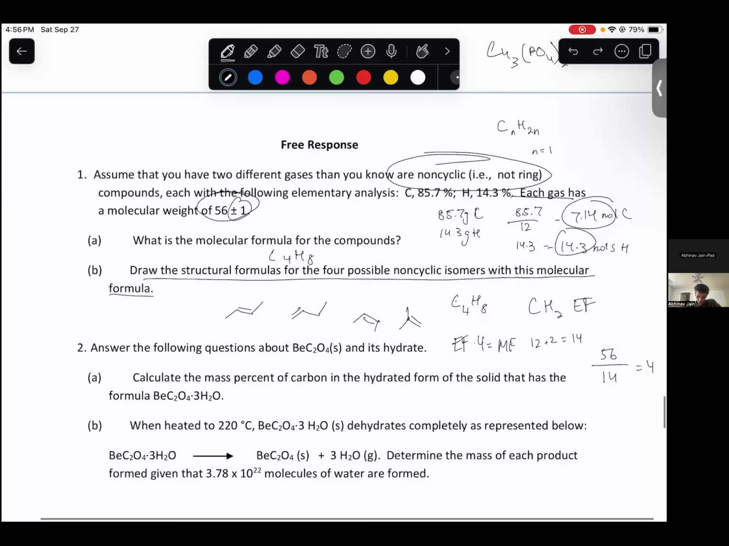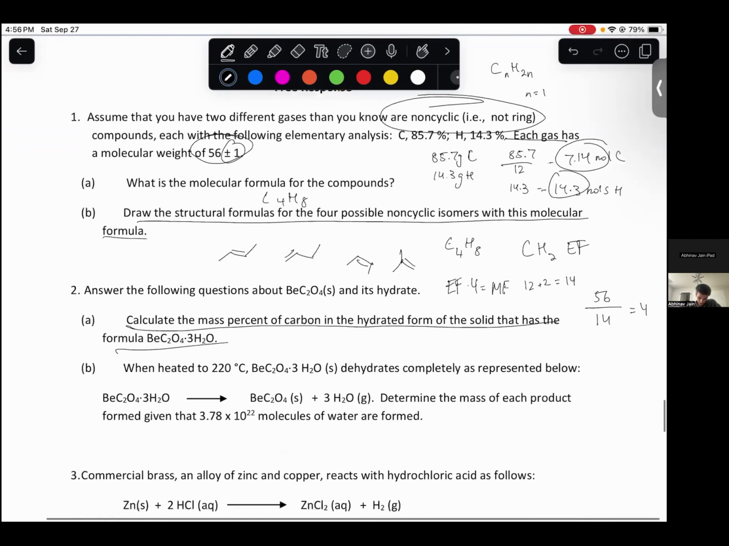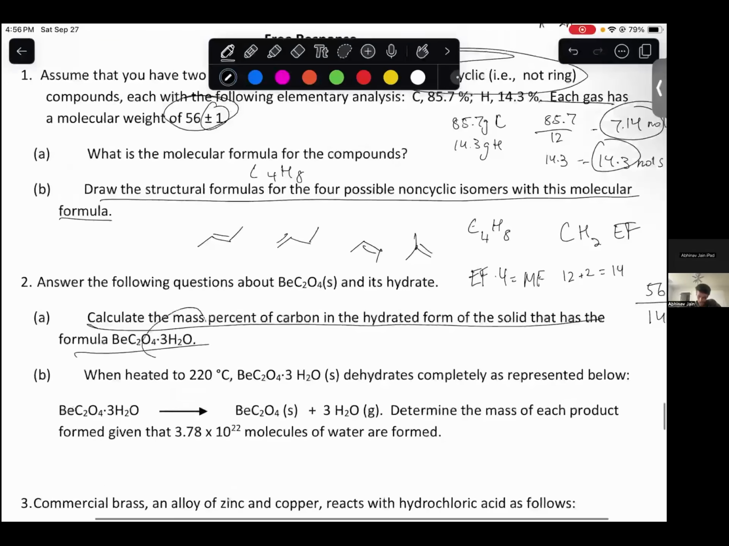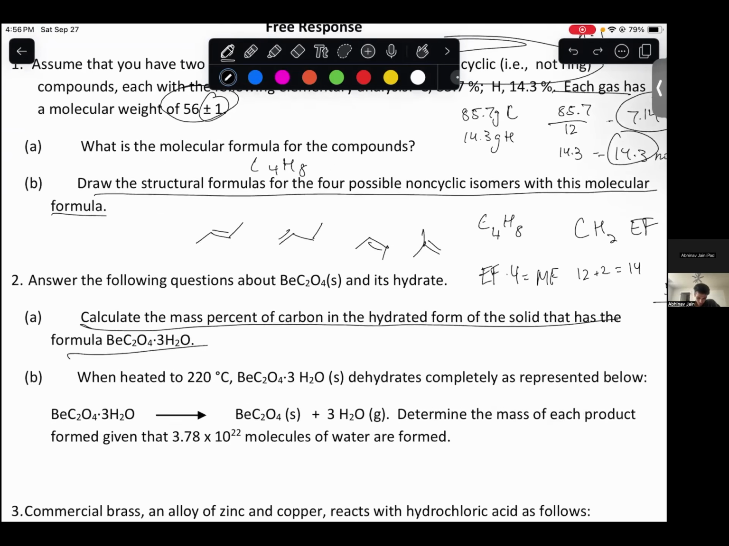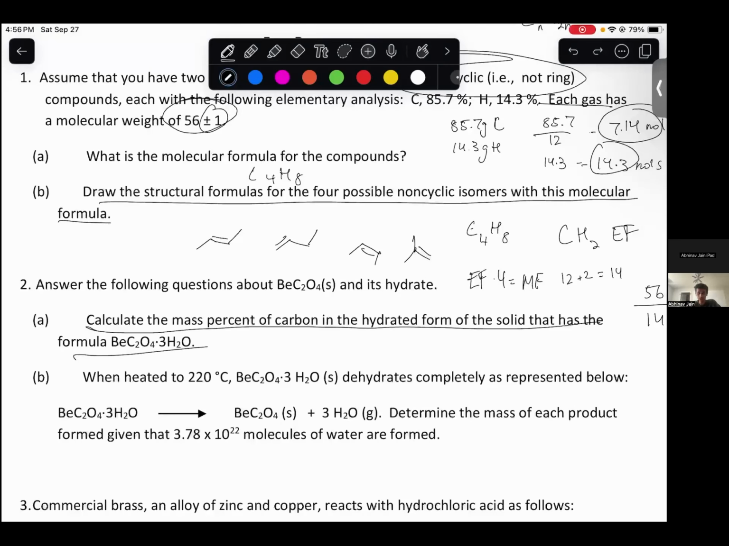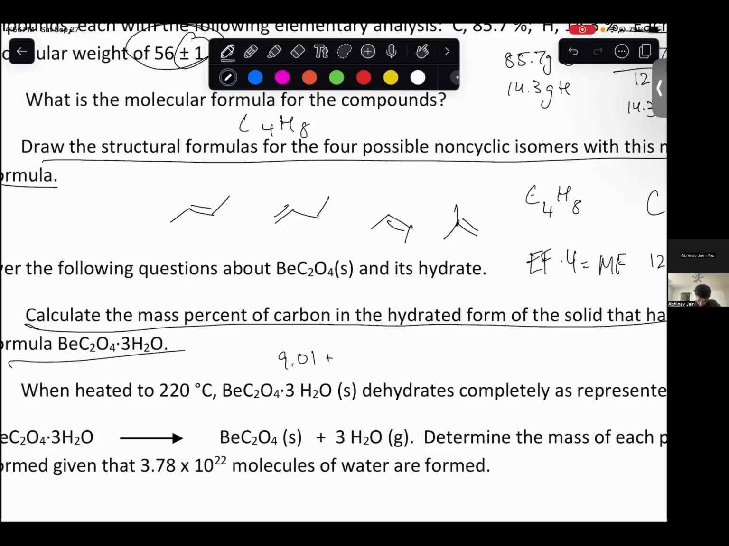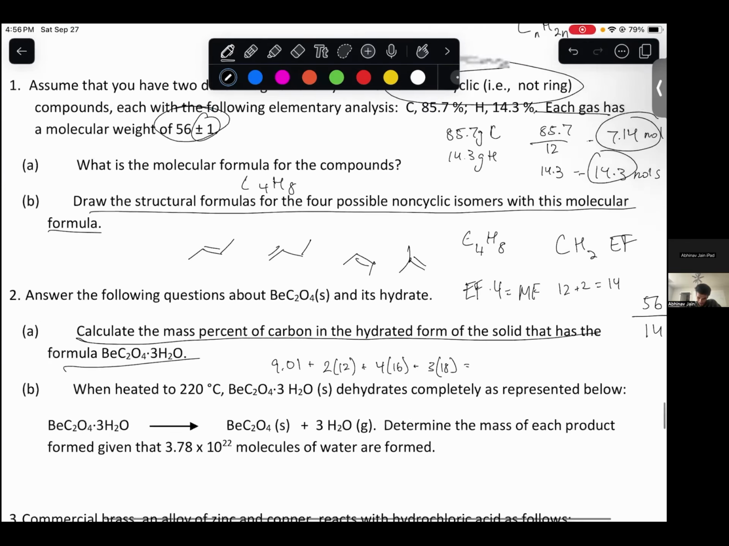And then for this question, calculate the mass percent of carbon in the hydrated form of the solid formula BeC2O4, and then 3 water molecules. You're going to count the water molecules in this molar mass. So beryllium, Be, has a molar mass of, sorry, no, it has a molar mass of 9.01. So to calculate the molar mass of this, it's going to be 9.01 plus the 2 carbons, so 2 times 12, plus the 4 oxygens, so 4 times 16, plus the 3 waters. Each water is 18 because there's 2 hydrogens plus oxygen, so 3 times 18. That's going to be the molar mass.